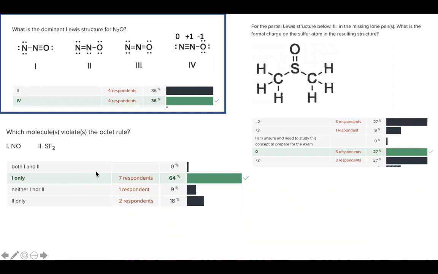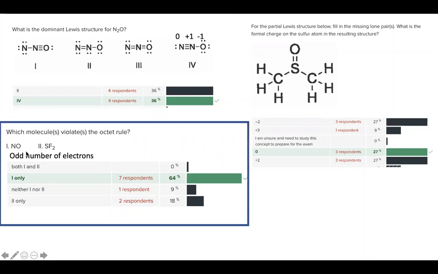As far as violating the octet rule, nitrogen and oxygen, it turns out that does violate the octet rule because you have an odd number of electrons. There's no way that you can have the octet rule if you have an odd number of electrons. SF2, in that case, I would be drawing the Lewis structure for that, and you'd find that's consistent with the octet rule.